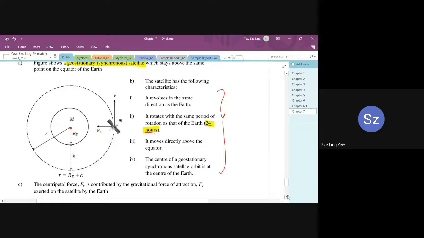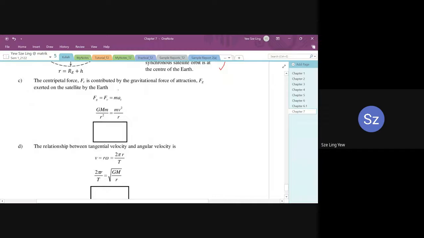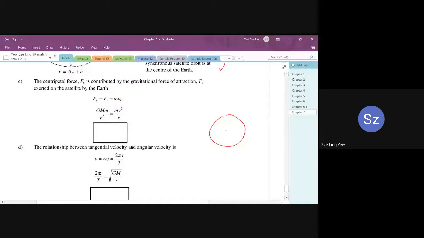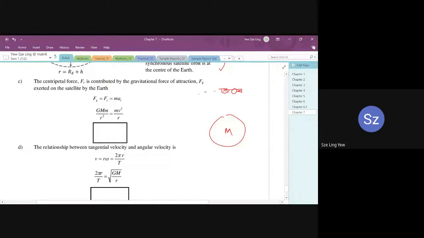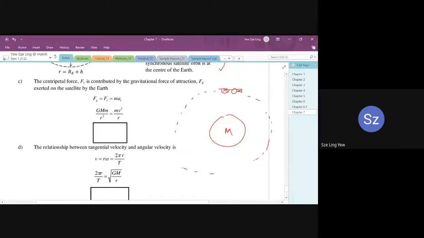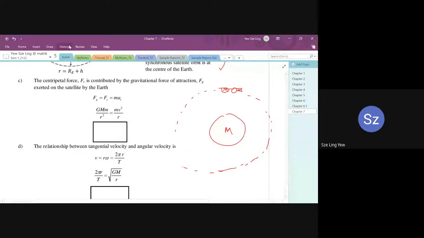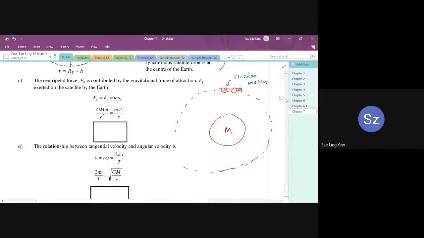But if it is not a geostationary satellite, then what is going to happen? The centripetal force is contributed by the gravitational force of attraction. Now you have an object, this is a planet, and then you have a satellite. The satellite is moving along the orbit. If you look at the shape of the orbit, it is a circle, which means this satellite is actually moving in circular motion.